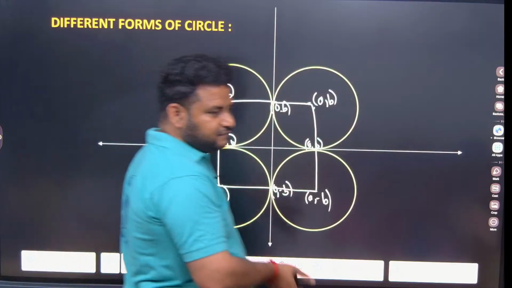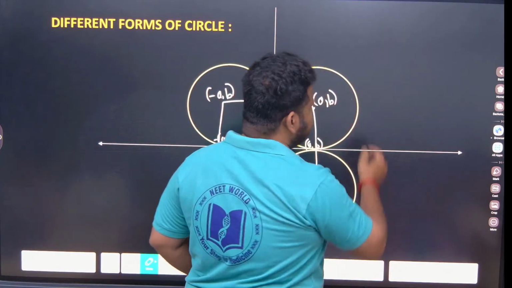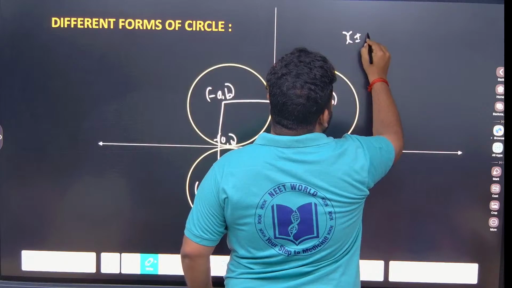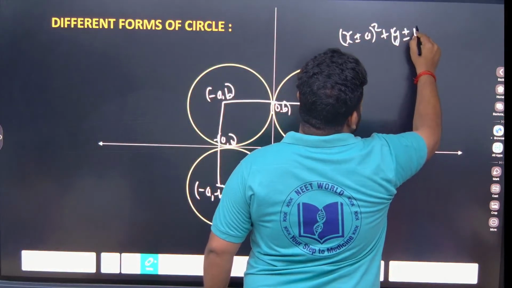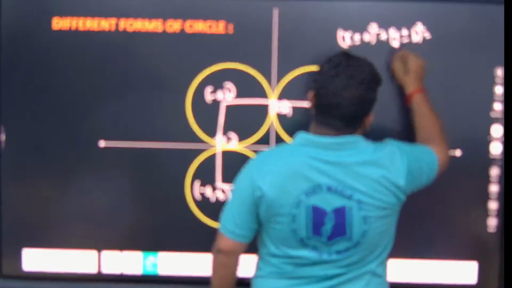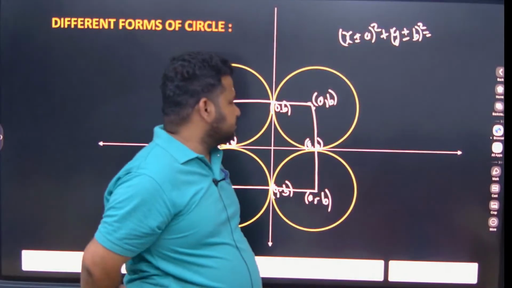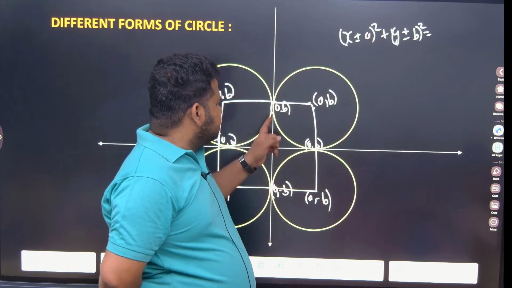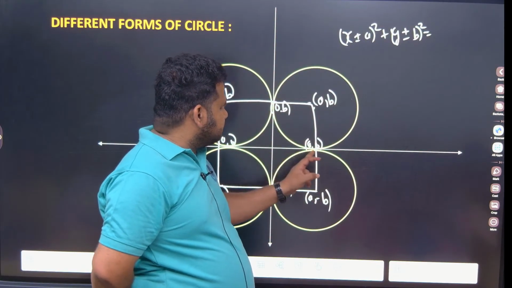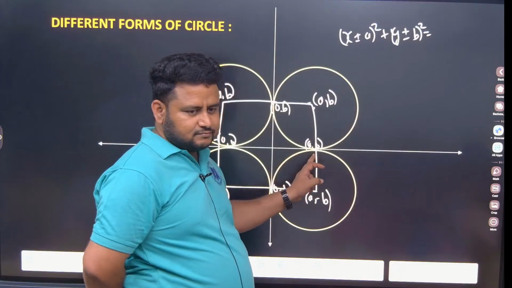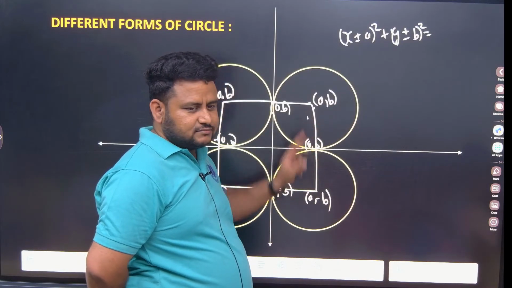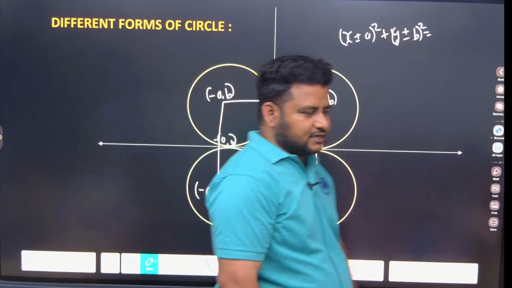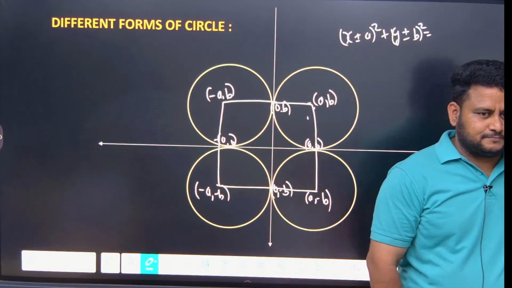Now if you want the equation of this circle, any point, it will be of the form x plus or minus a whole square plus y plus or minus b whole square is equal to what? What will be the radius? See, what is the radius here? Think correctly. What is the radius?